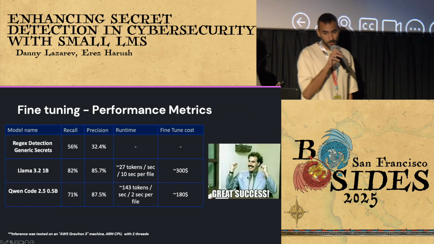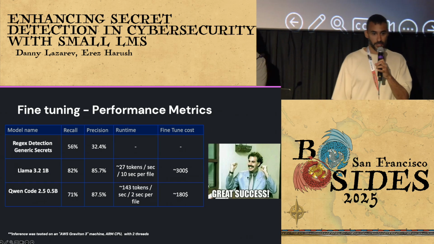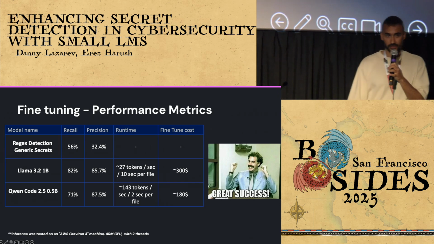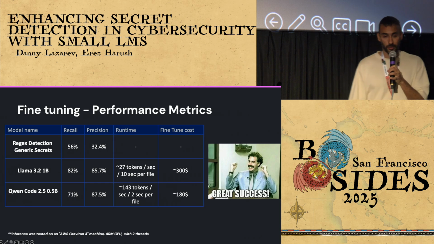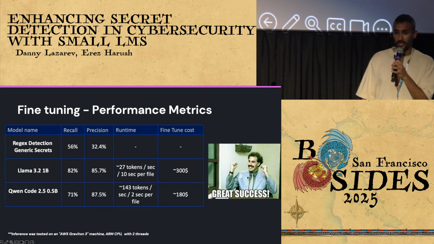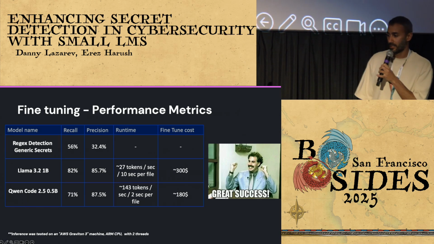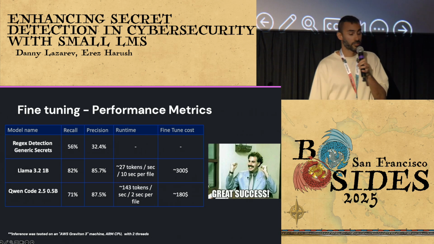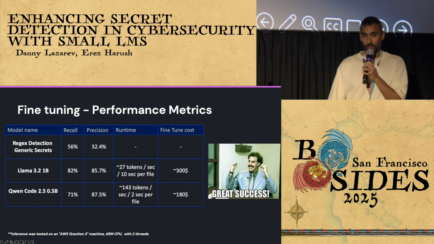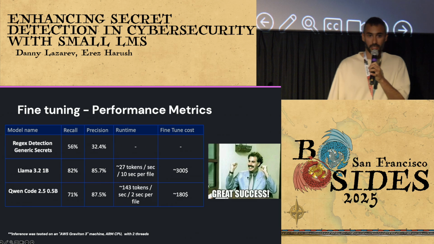So let's talk about the performance metrics. First, for the baseline, let's talk about the regex detection for generic secrets. We're defining generic secrets as secrets that we didn't have a good regex to detect. Meaning it can be a username and password or some API key that we don't know or don't have a strong pattern for. And we tried to create a generic regex to detect them.